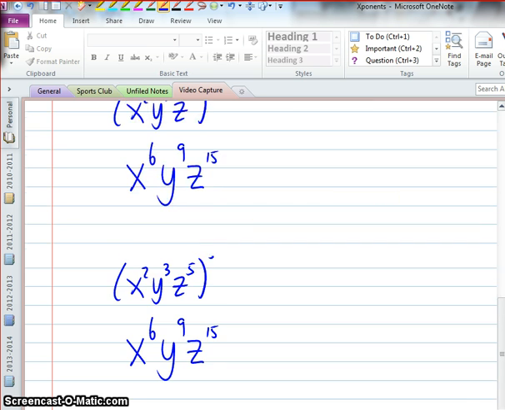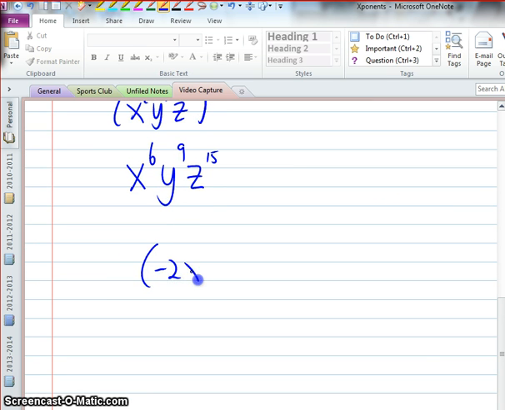You can see that we can add a coefficient, like we just did in the previous example. Negative 2 cubed is negative 2 times negative 2 times negative 2, which actually still gives us a negative, because 3 negatives make a negative, negative 8. That becomes x to the 9th, y to the 15th.